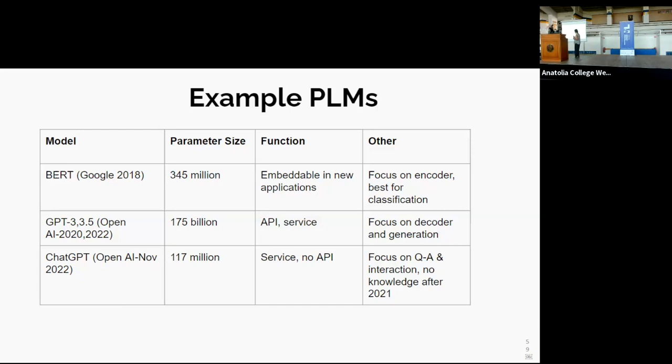But the interesting thing is that ChatGPT, which is trained to focus on question answering and interaction, has fewer parameters. So there is a trend to go for more specialized, slightly smaller models. Well, quite a lot smaller than the original GPT-3.5.